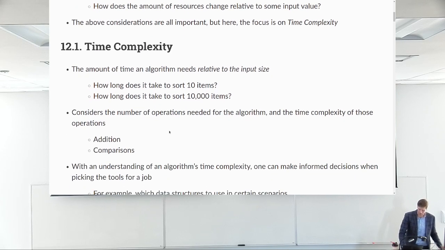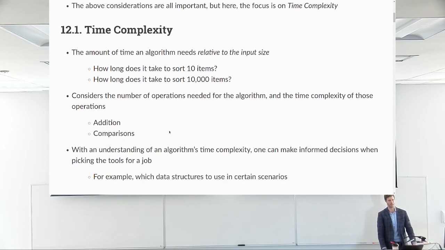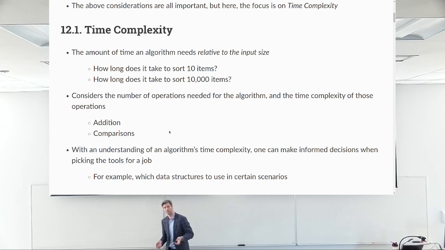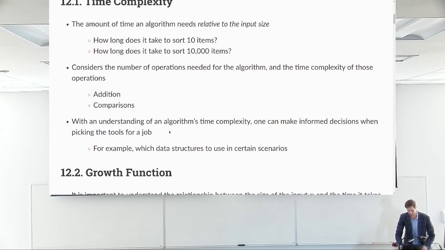Now, we're going to focus on time complexity. The other ones are important too. Space complexity, that's like memory. How many processors it takes, those are also very important as well. But we're going to focus on time complexity because it's a very important one: how much time an algorithm needs relative to the input size. So how long does it take to sort 10 items versus 10,000 items?